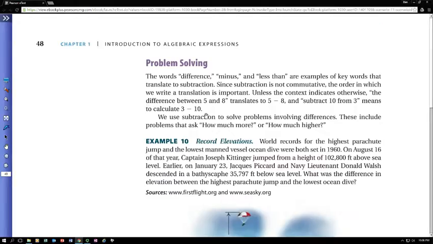Now, problem solving, we're looking at words that are involved with subtraction, like difference, minus, less than, are examples of keywords that translate into a subtraction. Since subtraction is not commutative, the order in which we write the translation is very important. Unless the context indicates otherwise, the difference between 5 and 8 should translate into 5 minus 8. You have to assume that the order they give it to us is important. And if they say subtract 10 from 3, then that means we would take 3 minus 10.